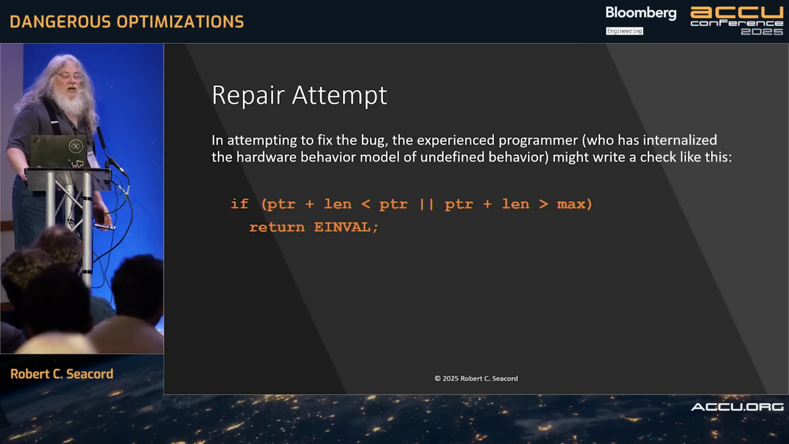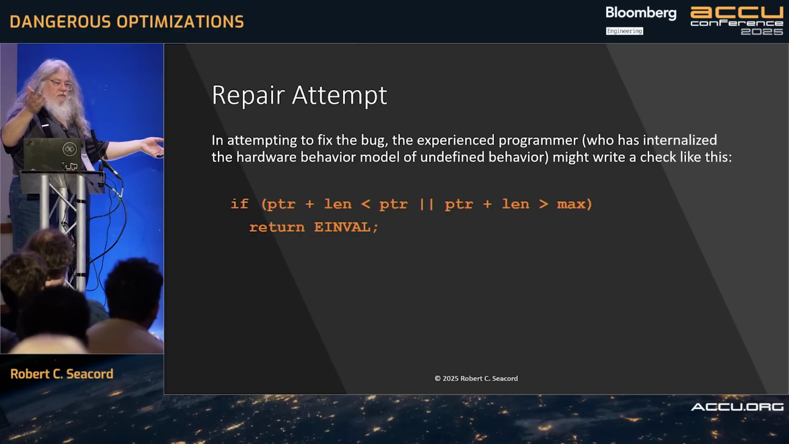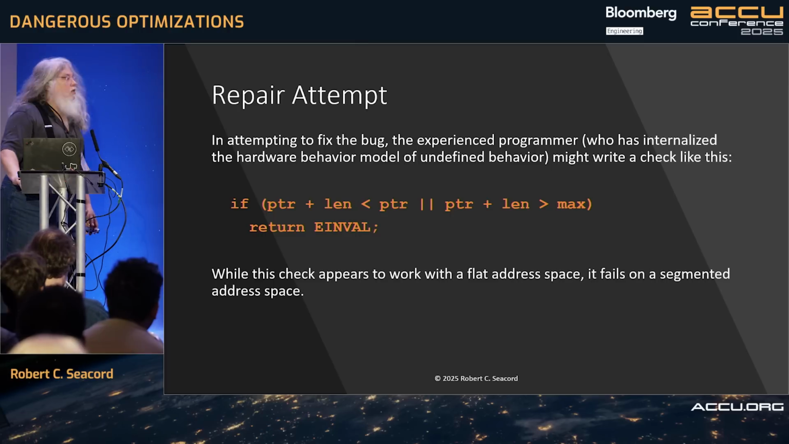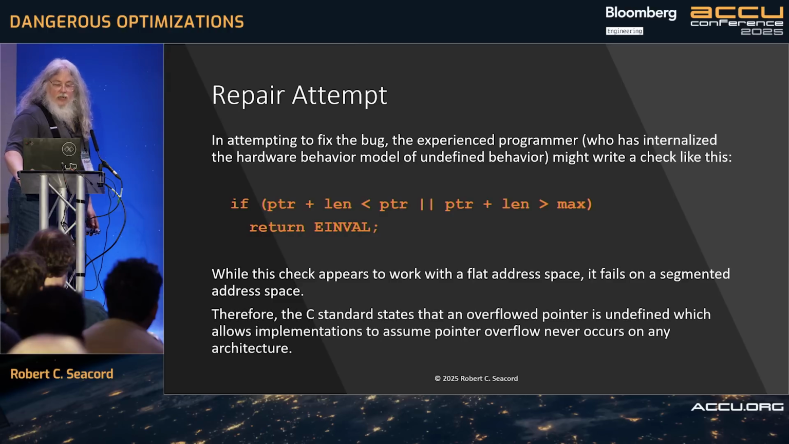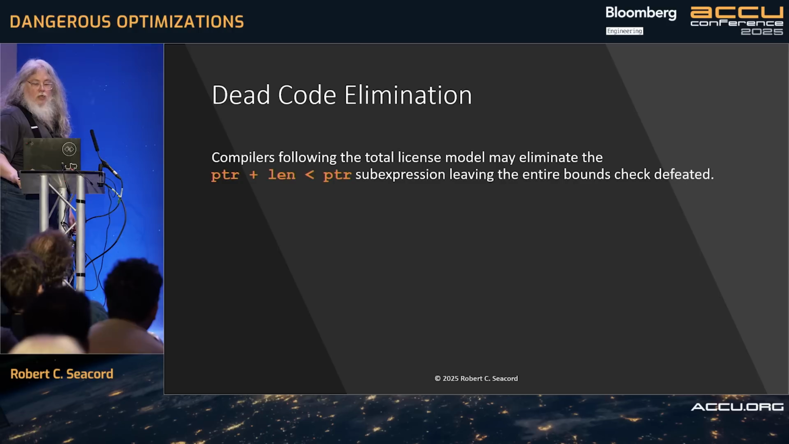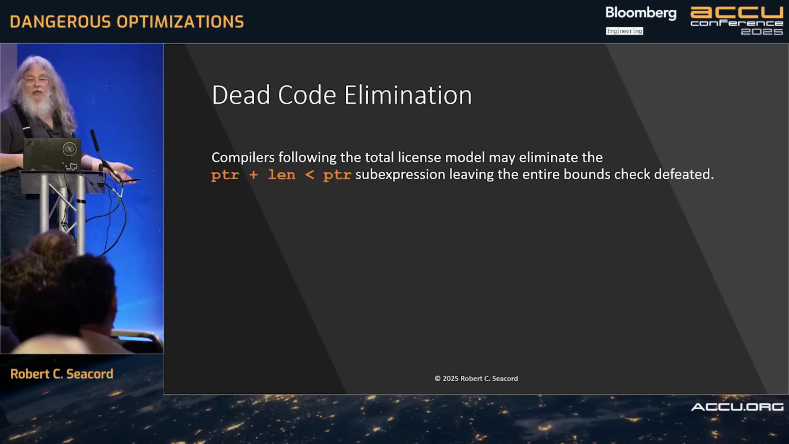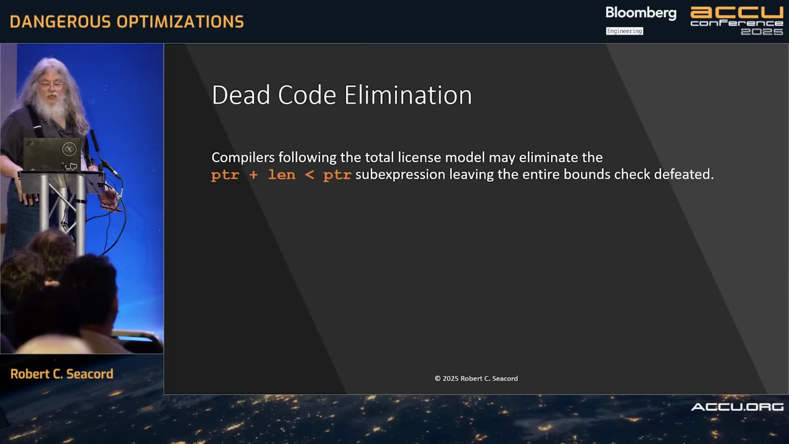But this is a common mistake, right? This particular mistake was made by the Plan 9 guys at Bell Labs, so they're experienced, graybeard type of guys. While this check appears to work, it can fail on a segmented address. The standards committee states that an overflowed pointer is undefined, which allows implementations to assume pointer overflow never occurs on any architecture. So compilers following the total license model can eliminate the pointer plus len less than pointer expression, which again leaves the entire bounds check defeated because we're back to the original version of the bug.